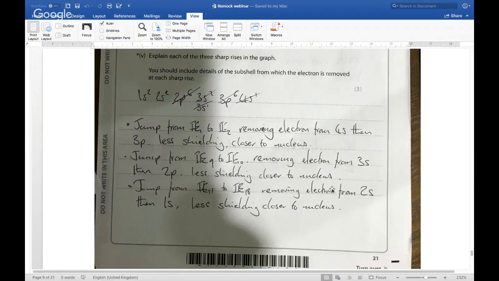3 marks. Consider 3 marks. You can't just write down for each of the 3: you lost a shell, you lost a shell, you lost a shell. This is A level. You need to say more than that. You needed to say the locations. Hard though.